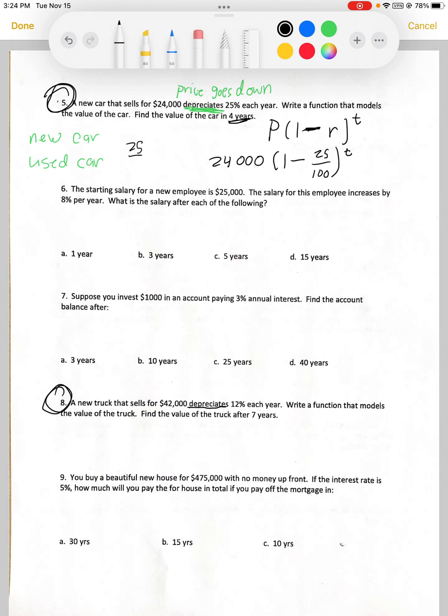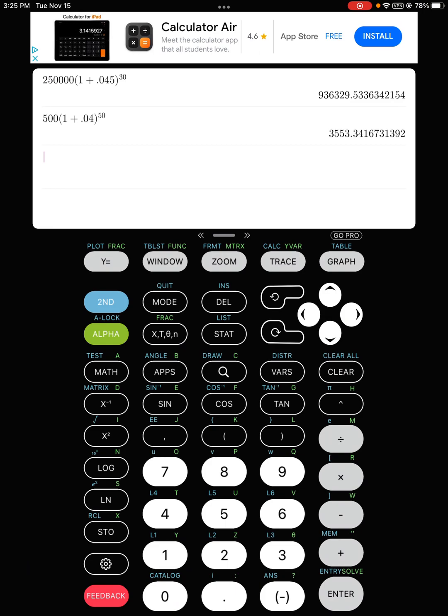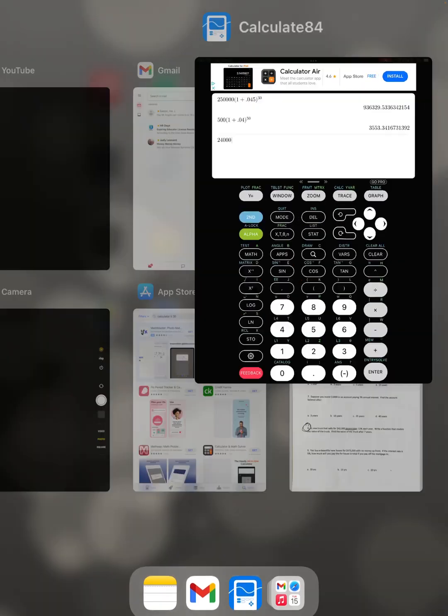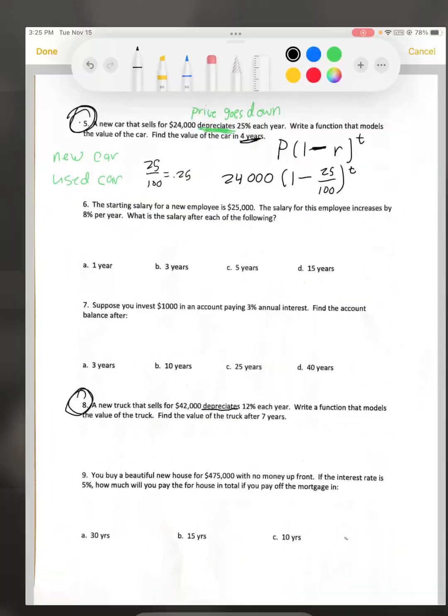We could figure out 25 divided by 100. That's going to be 0.25. You can type that into your calculator. So let's go ahead and type this in. 24,000. Just want to double check, make sure that number is right. 1 minus 0.25, close parentheses, raise that to the 4th power. Meaning our car is only going to be worth about $7,600 after 4 years.